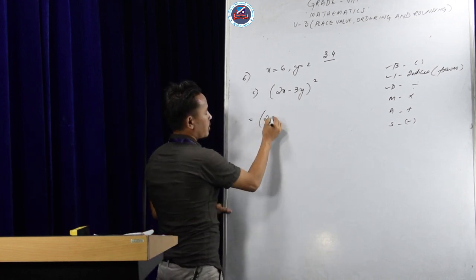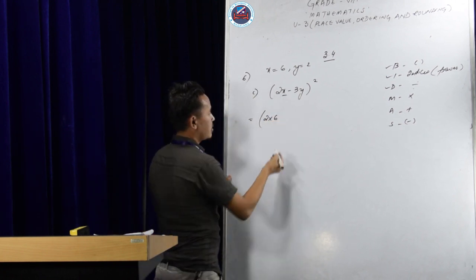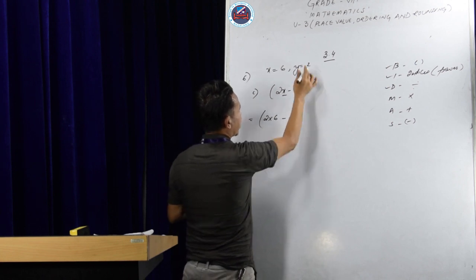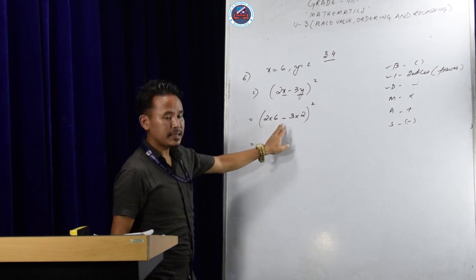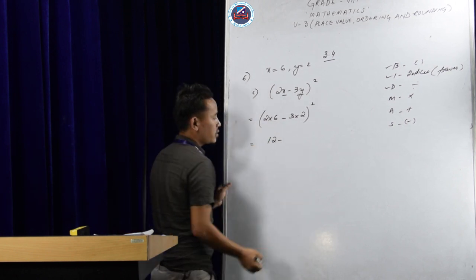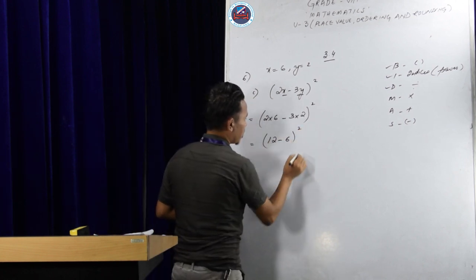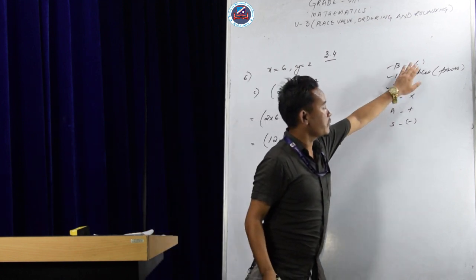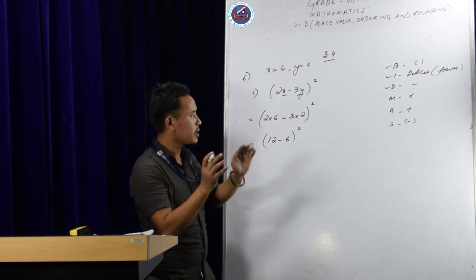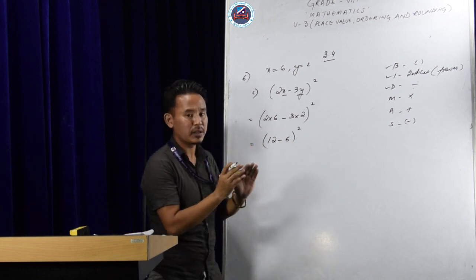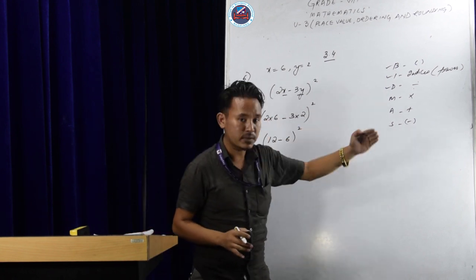In place of x, I can put in 6, and instead of y, I can put in 2. So we have (2 times 6 minus 3 times 2) all squared. 2, 6 times gives us 12, minus 3, 2 times gives us 6. Always remember, whatever is inside the bracket, we first have to solve it. The first thing is that we have to deal with that first, and later comes the next order of operation.